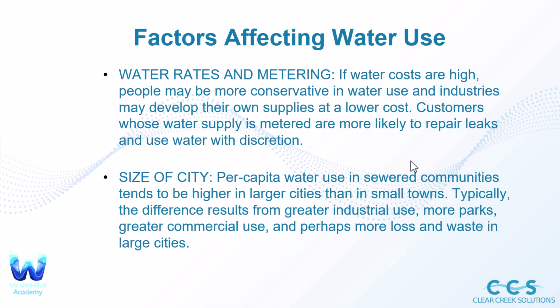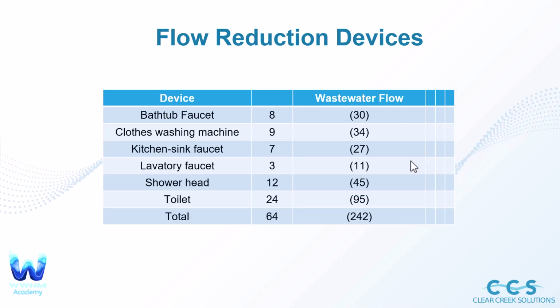Then water rates and metering. If water costs are high, people may be more conservative in water use, and industries may develop their own supplies at a lower cost. Customers whose water supply is metered are more likely to repair leaks and use water with discretion. And then of course the size of the city. So per capita water use in sewered communities tends to be higher in larger cities than small towns. Typically the difference results from greater industrial use, more parks, greater commercial use, and perhaps more loss and waste in those large cities.